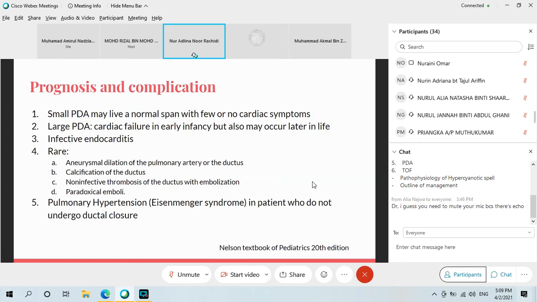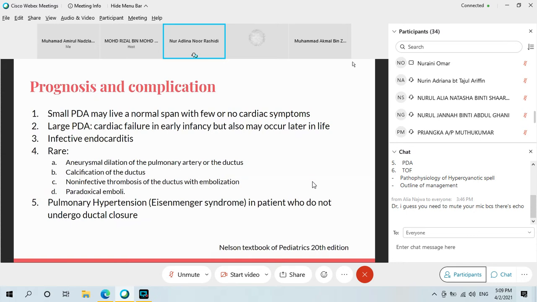For the prognosis and complications, a small PDA may live a normal span with few or no cardiac symptoms. But in a large PDA, there might be cardiac failure in early infancy, but it may also occur later in life. And like I said before, it has a high risk of infective endocarditis.